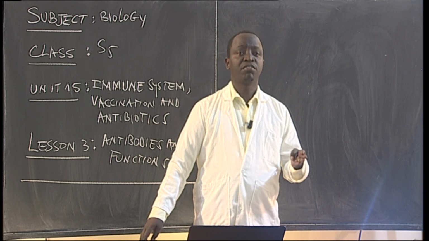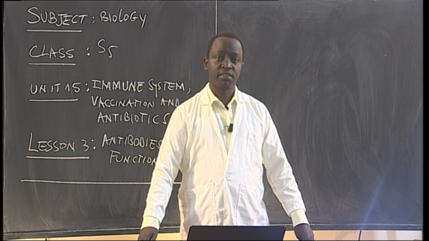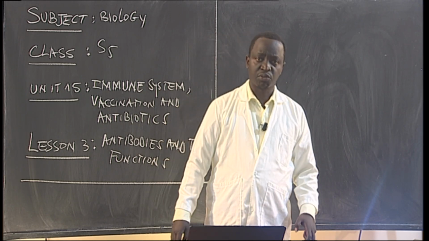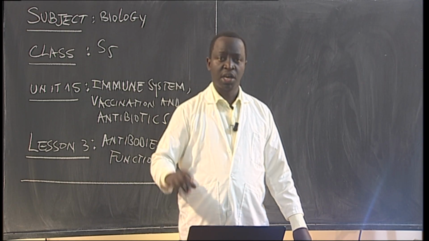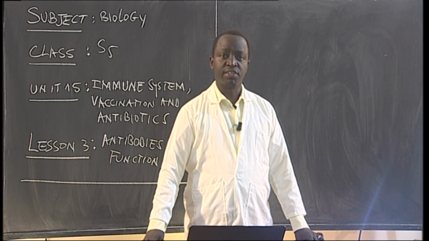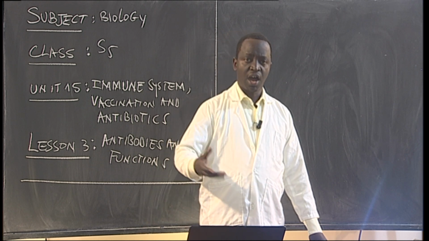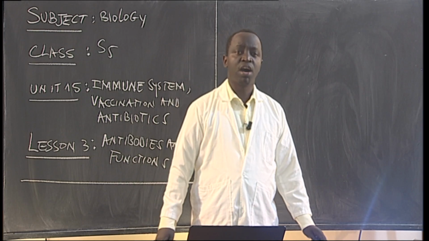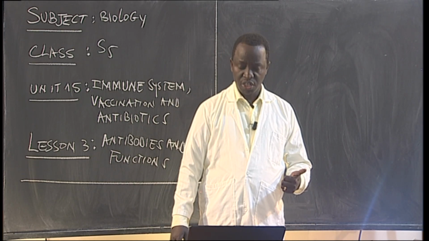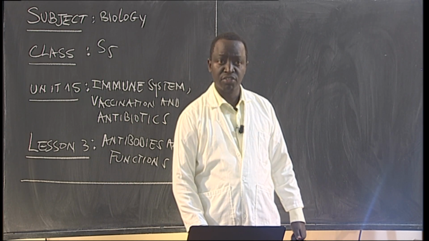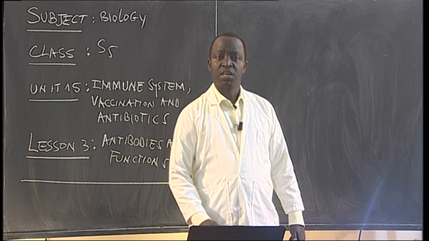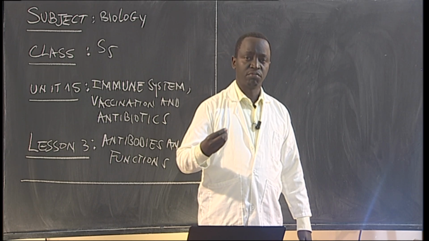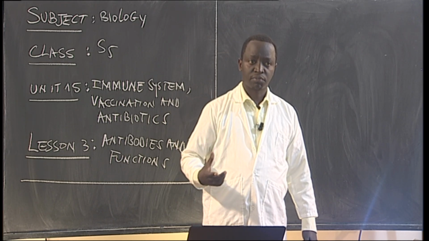pathogens. Remember, pathogens are organisms that can cause diseases. Among pathogens, we have bacteria, we have also virus, we can even have fungi. All those can cause diseases in our body. That's why antibodies have to be stimulated once there is presence of those germs, those pathogens. Those pathogens have what you call antigens. These antigens are the ones that can stimulate the production of this antibody to work.